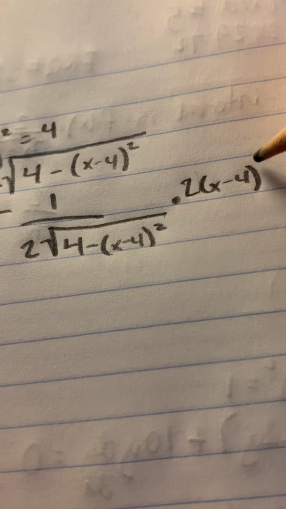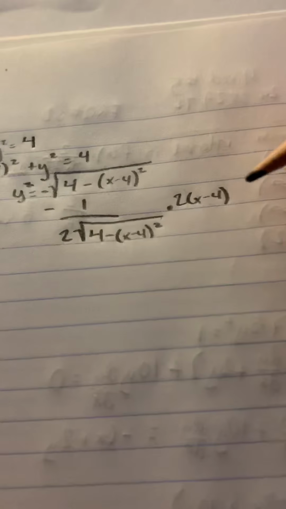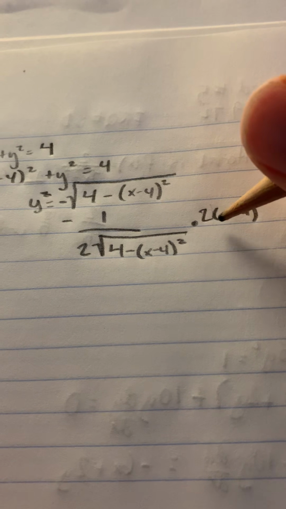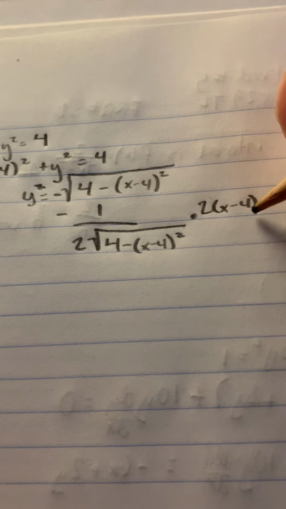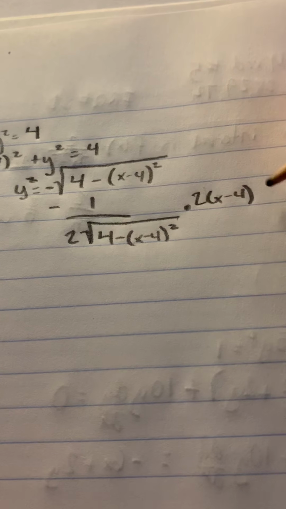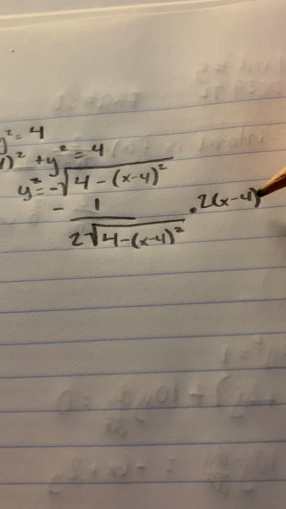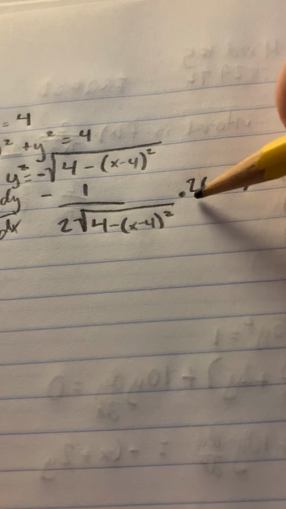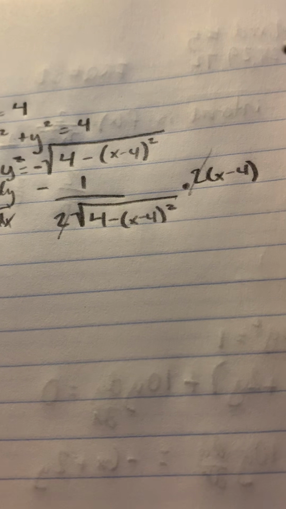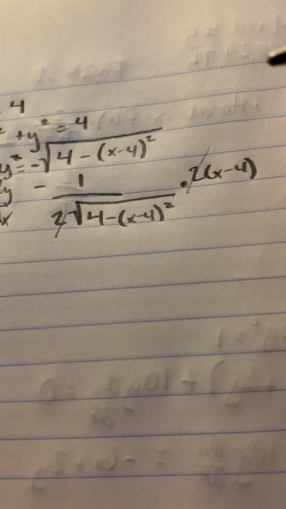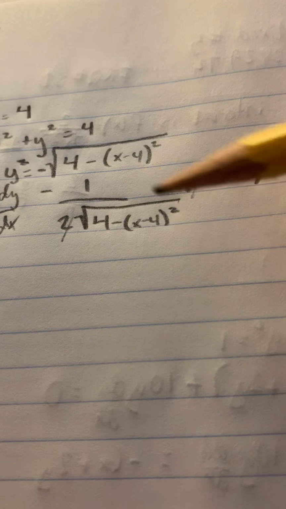I could put a little 1 there if I want to, but I don't really feel like it. Multiplied by the chain again, because the inside is differentiable, but the derivative of the inside is 1, so we don't bother writing that. So this is dy over dx. We can clean this up a little bit, cross out those 2's. And we were asked to find the derivative value at 5. So we just plug in a 5 into this thing.